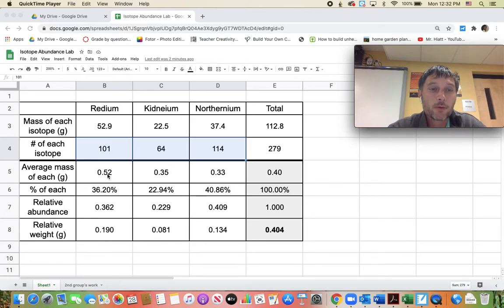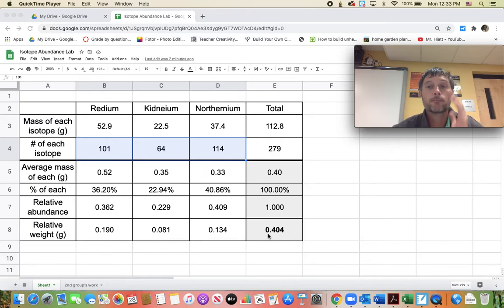For each of the three samples, I'm going to take their average mass and multiply them by their abundance, or how much of them there are. That's what this relative weight is down here in row 8. If you compare rows 5 and 8, row 5 is just the average mass of each of these isotopes. Row 8 is an adjusted average. It's a weighted average. When we sum those together, we get 0.404 grams would be our molar mass.